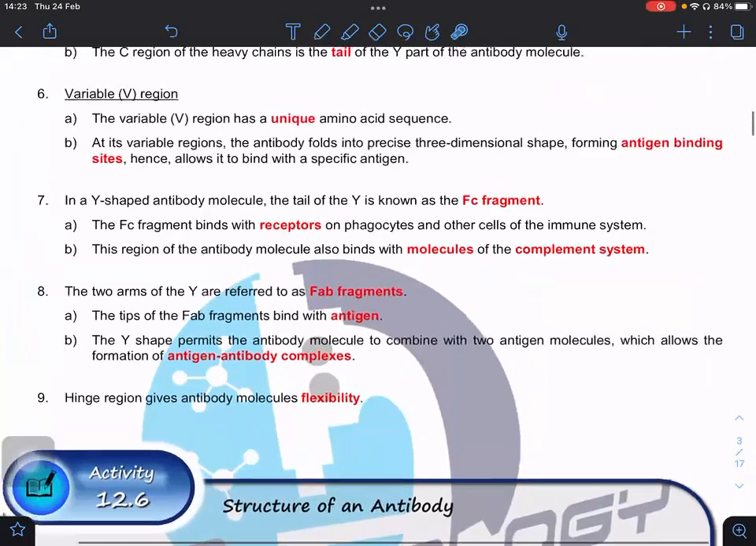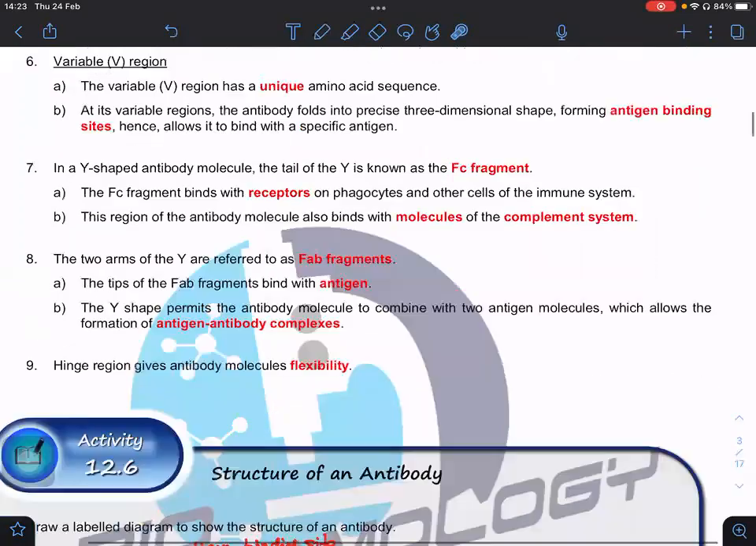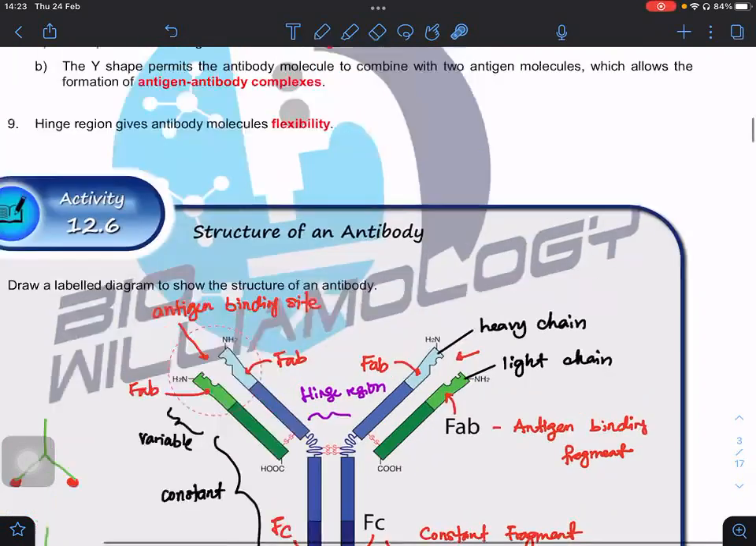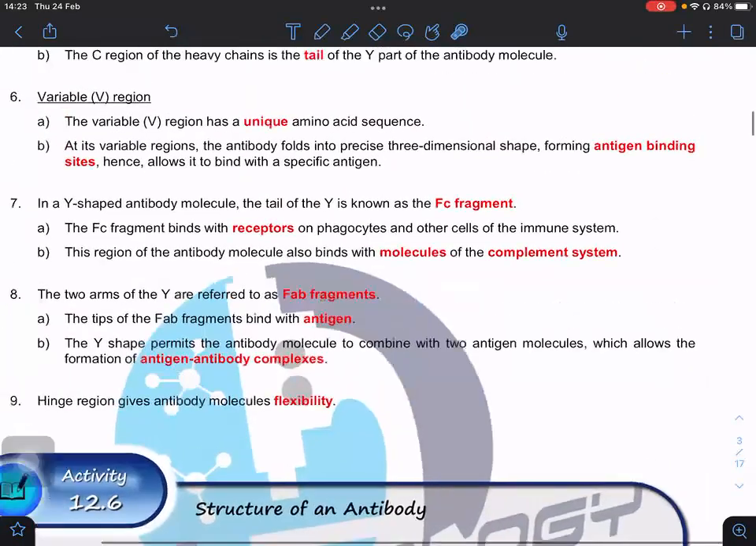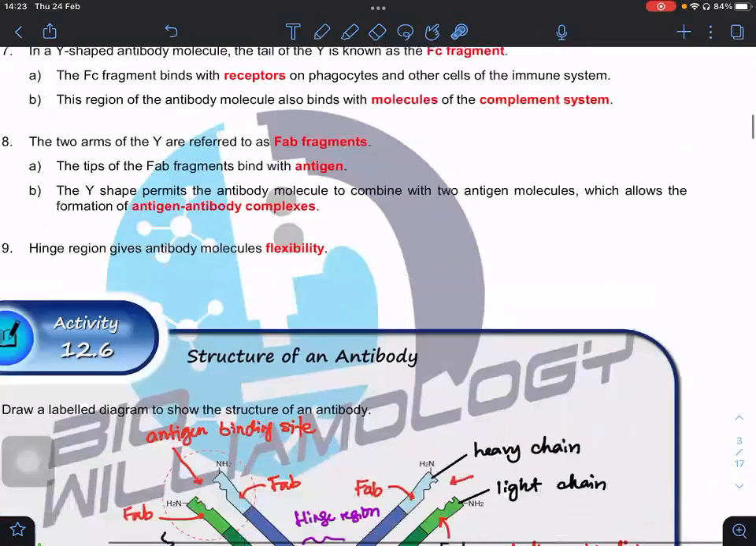The variable region has a unique amino acid sequence, because this sequence allows the antibody to fold into a precise 3-dimensional shape, forming antigen binding sites that allow it to bind with a specific antigen. Here we have a specific sequence, it can be amino acids 1, 2, 3, 4, 5, and then another one is 5, 2, 3, 2, 1. So it will give us this shape, but they are identical. Are you clear? This part and this part are identical, this one and this one are identical.